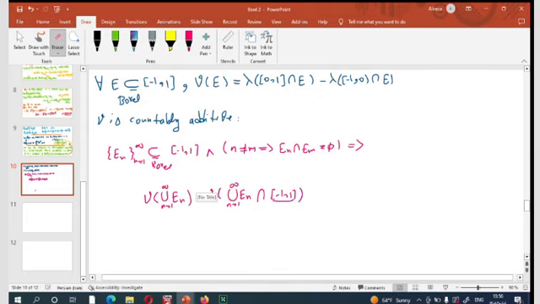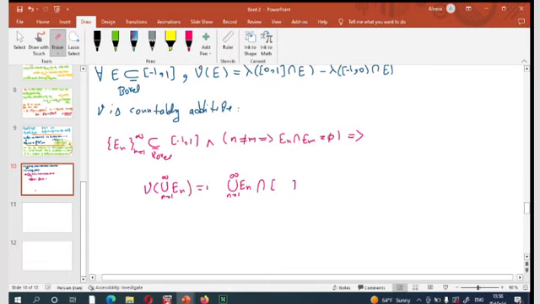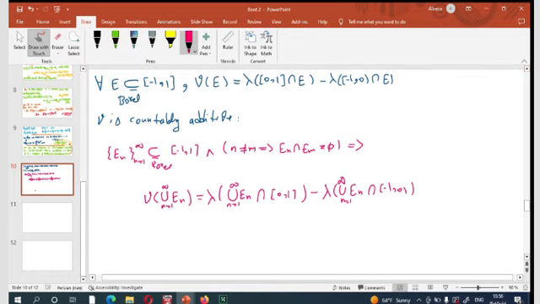this equal to, okay, lambda of this 0 1 minus lambda of this intersection by minus 1 and 0, okay, this is by this definition we replace E by this union, okay, E by this union.